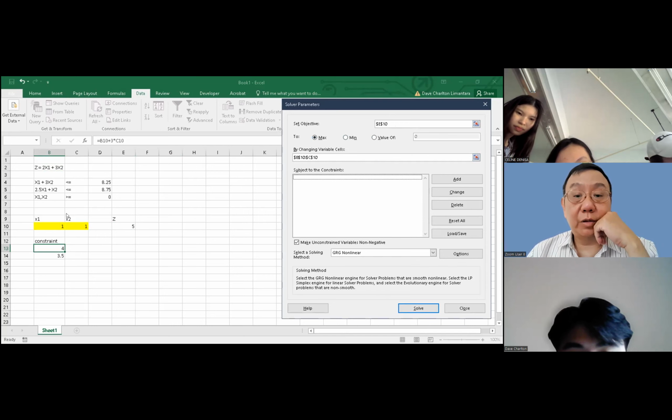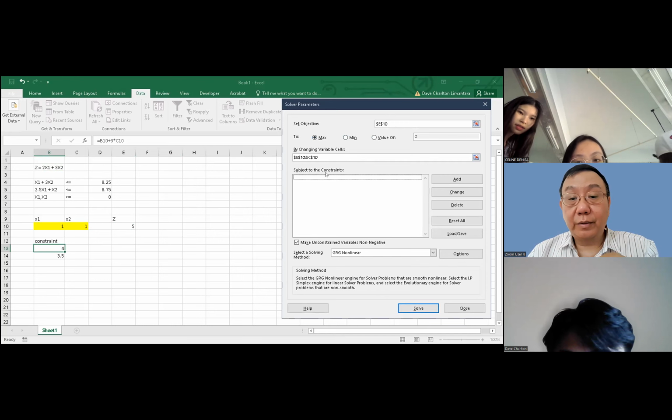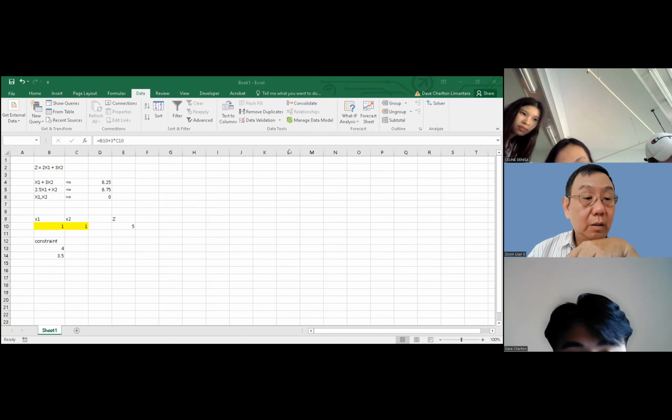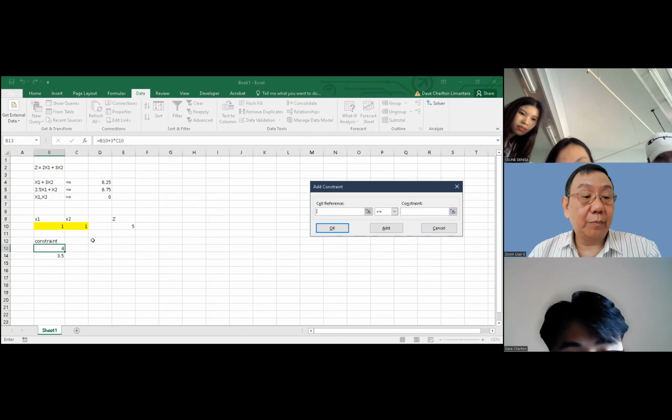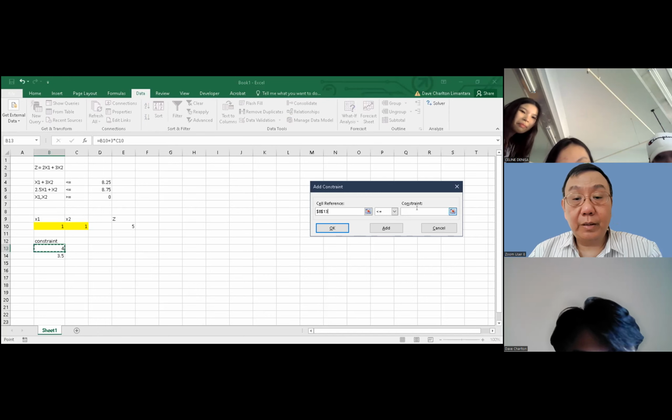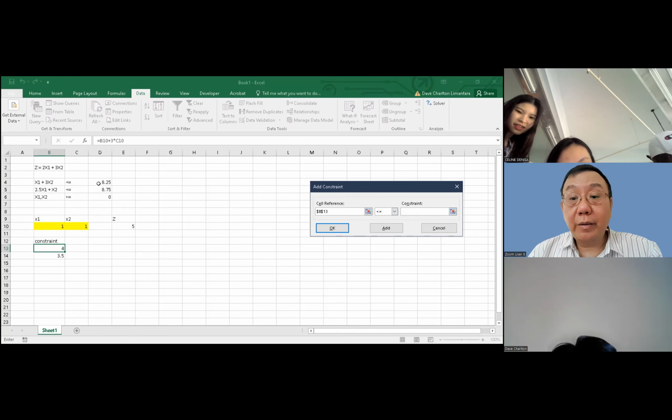Okay, and then subject to constraint, add. You add one constraint there. Okay, the left hand side is the one that you put there, B13, right? B13 less than or equal to 8.25. And then add the second one now. Yes, B14 less than 8.75. Add again.